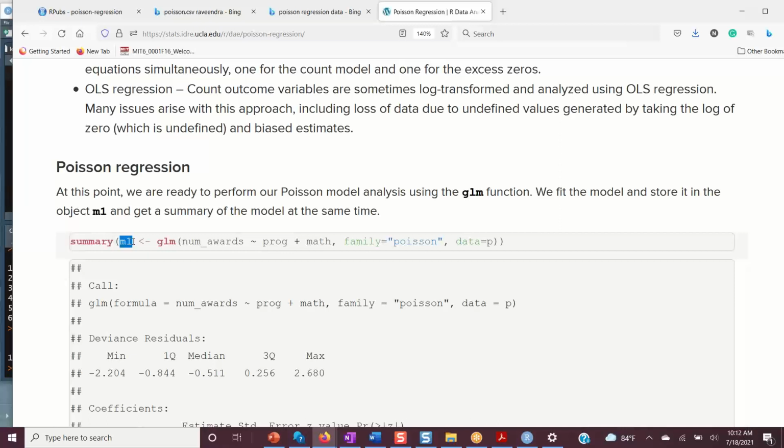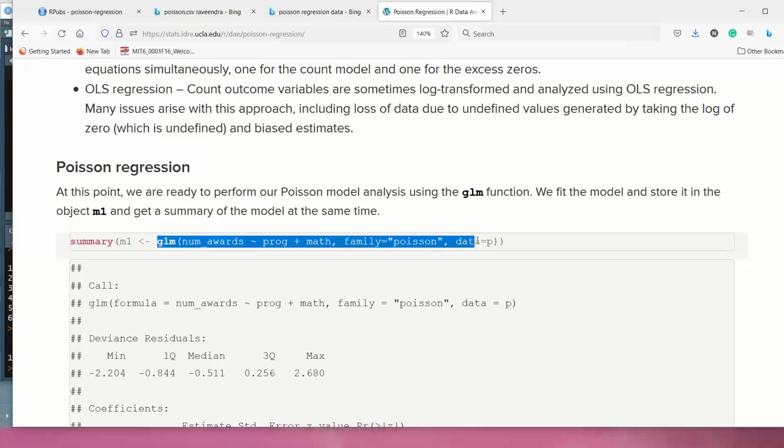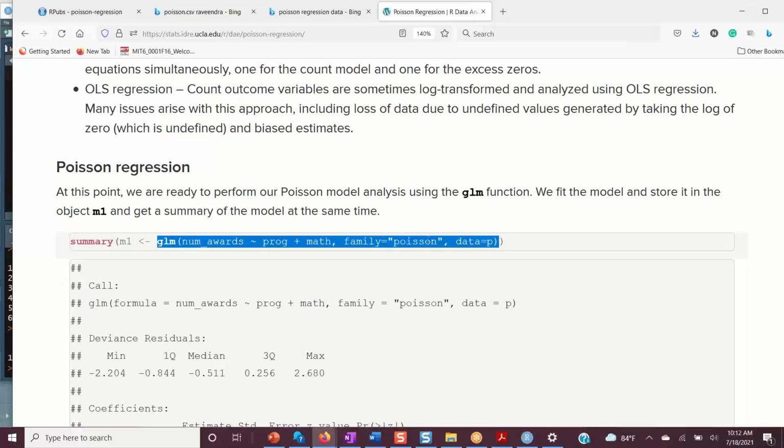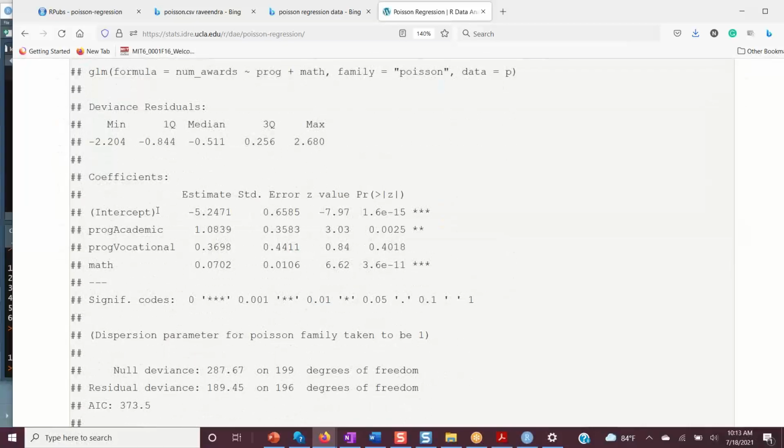It calls the summary of the model, M1, created out of this GLM model, generalized linear model, and the family is Poisson. You have to say Poisson. In the case of logit, the family is binomial. So you run this. This is the solution that comes out.